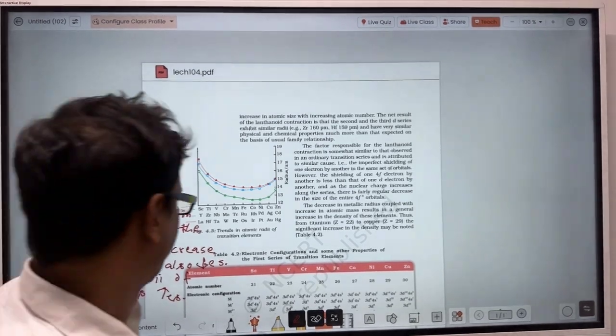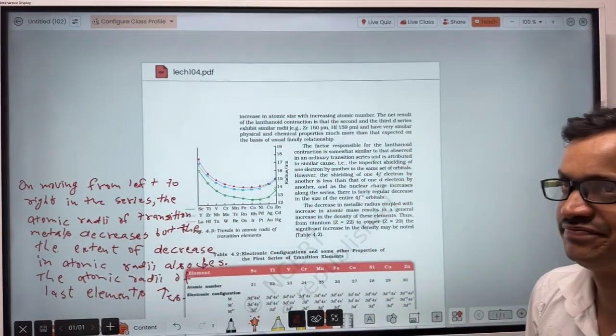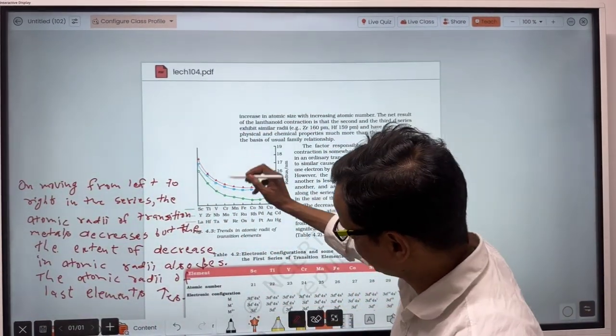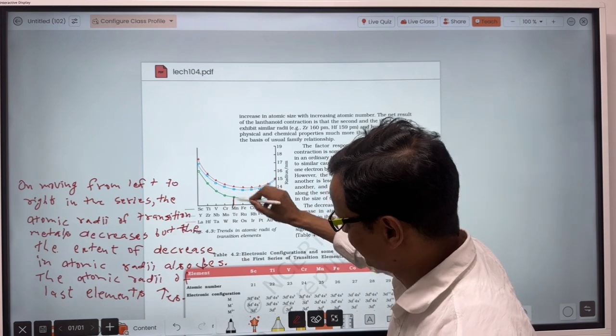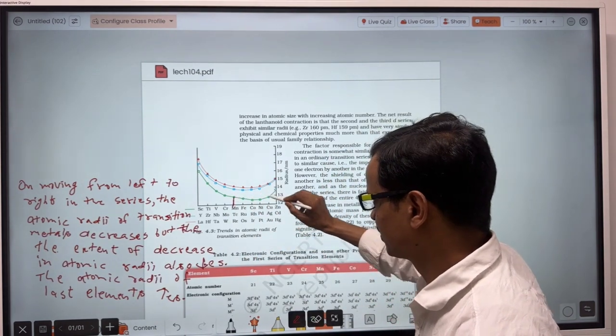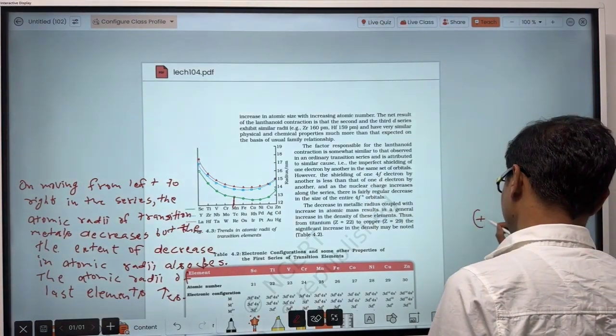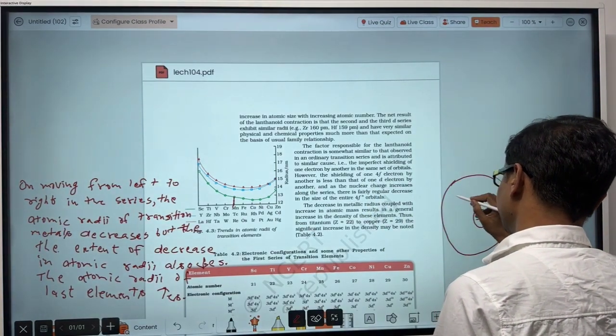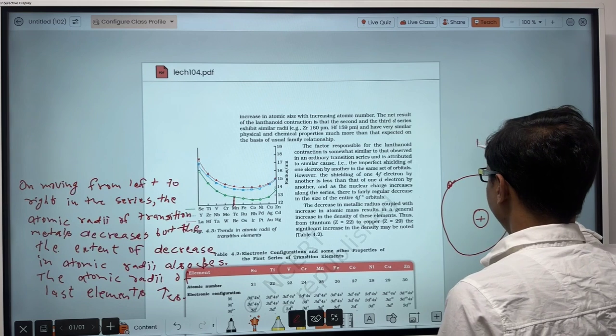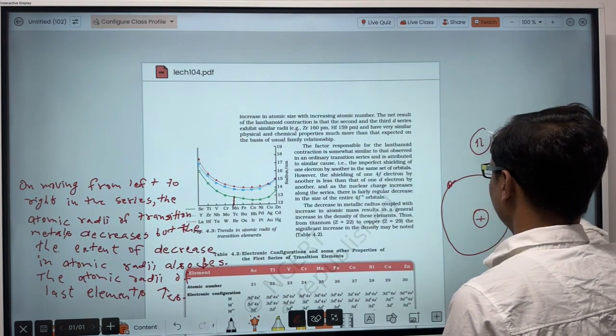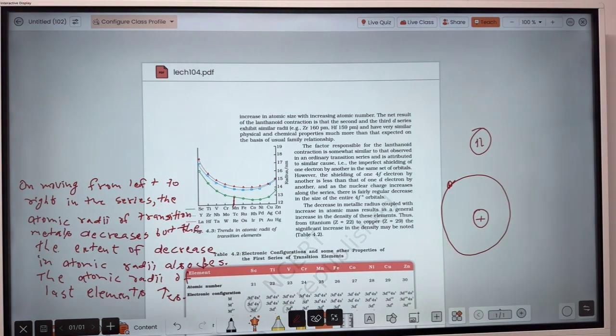This one concept is here. What's the reason here? As we move across the period from the middle, after the middle, what happens? Pairing of electrons will take place. So suppose here is the nucleus, pairing of electrons will take place. So there will be electronic repulsion between the electrons present in the same orbital.